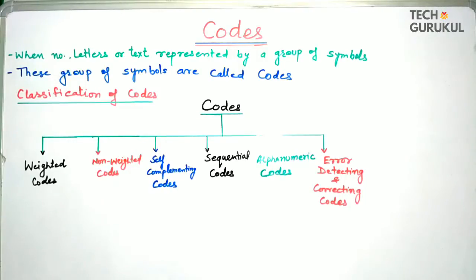When numbers or letters or any text characters are represented by a specific group of symbols, it is said that the number, letter or word is being encoded. These group of symbols by which we are representing these numbers, letters and texts are called codes.